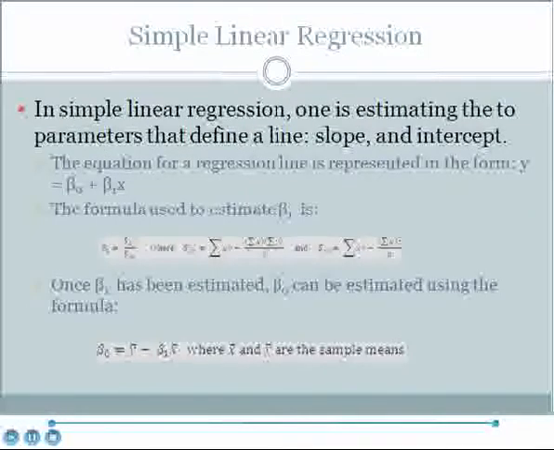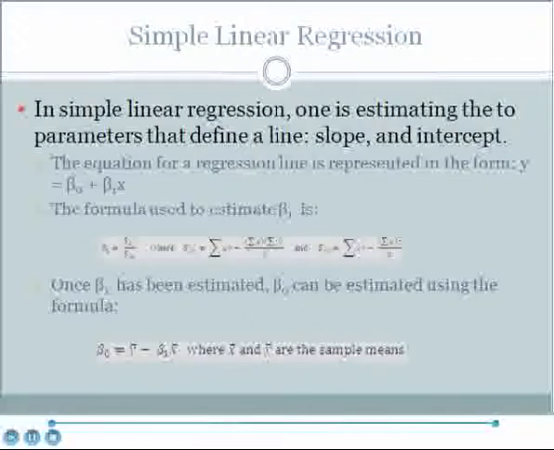In simple linear regression, one is estimating the parameters that define a line, slope and intercept. The equation for a regression line is represented in the form y = b0 + b1x. This may be familiar to you from simple algebra courses in which you learn y = mx + b, with m being the slope of the line and b being the y-intercept. In this case, b0 is the y-intercept and b1 is the slope of the line.